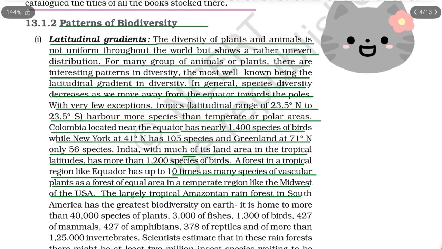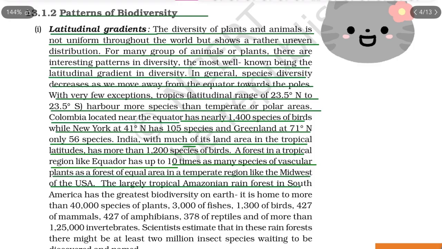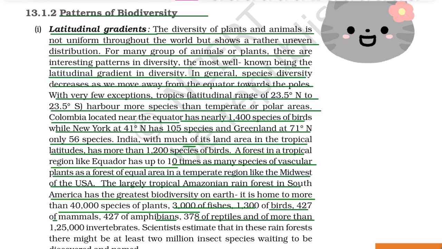The largely tropical Amazonian rainforest in South America has the greatest biodiversity on Earth. It is home to more than 40,000 species of plants, 3,000 fishes, 1,300 birds, 427 mammals, 427 amphibians, 378 reptiles, and more than 1,25,000 invertebrates. Scientists estimate that in these rainforests there might be at least 2 million insect species waiting to be discovered and named.